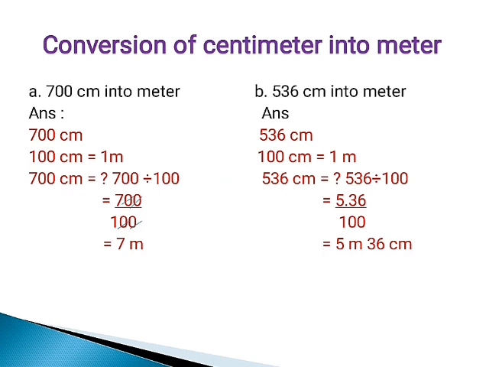536 centimeter into meter. So, first step, you should write the question as such. So, write 536 centimeter. Second step, write the formula. 100 centimeter is equal to 1 meter. Third step, substitute. So, 536 centimeter is equal to question mark. So, what should we do? We have to do the division. 536 divided by 100. Next step, 536 by 100.